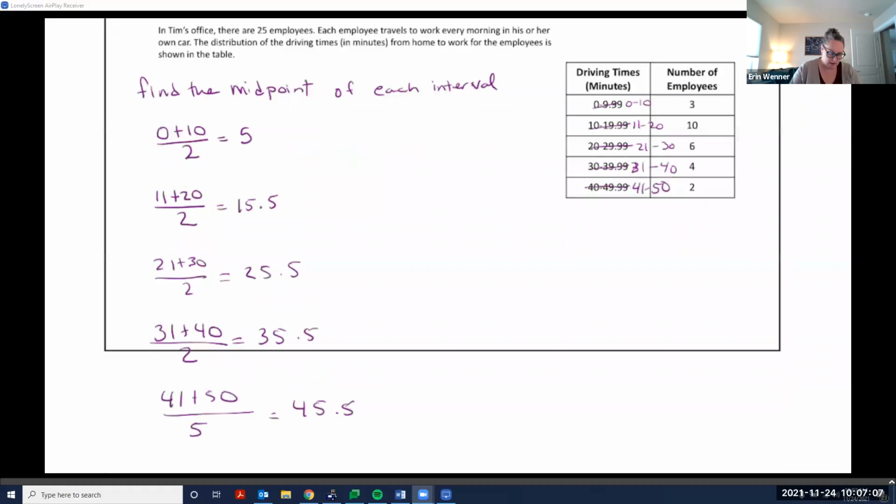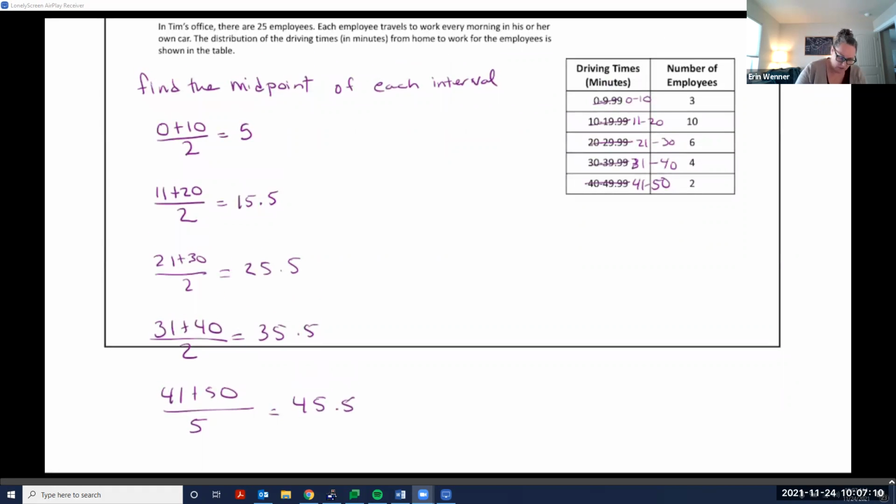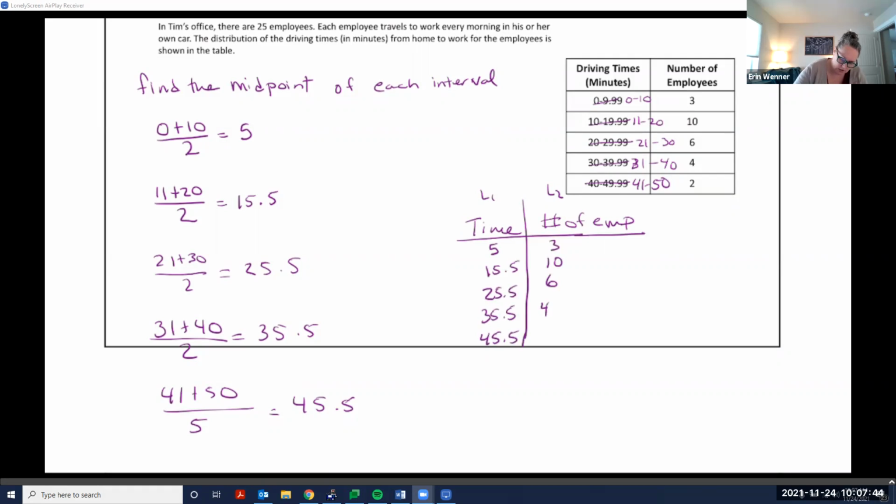So we can rewrite our table by saying we have L1 and L2. Again, the first column is our time, the second column is our number of employees. So now we're going to put our intervals in. So I've got 5, 15.5, 25.5, 35.5, and 45.5. And then we'll just copy down the number of employees again, because that part hasn't changed.